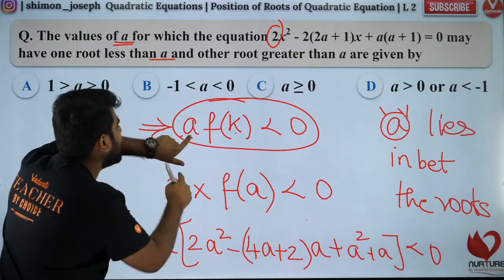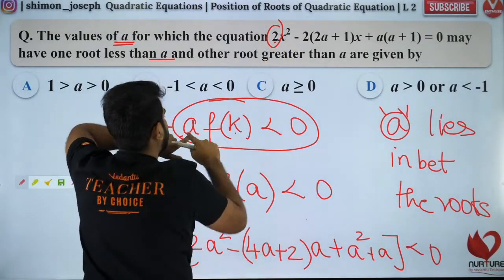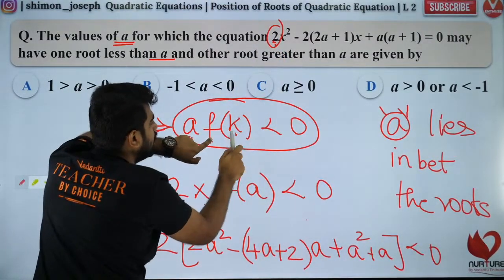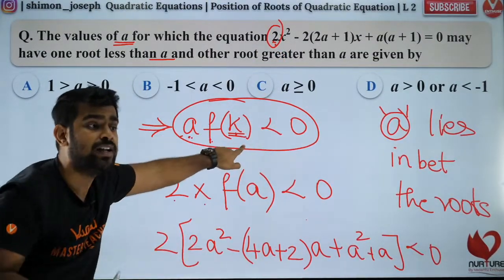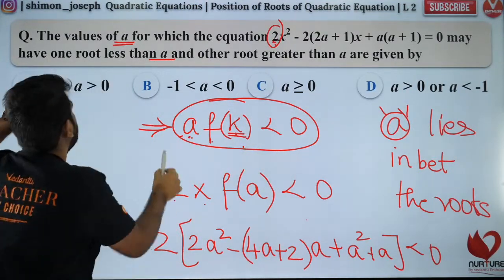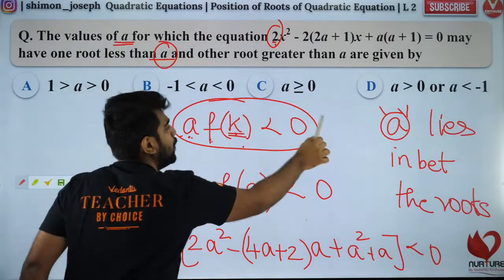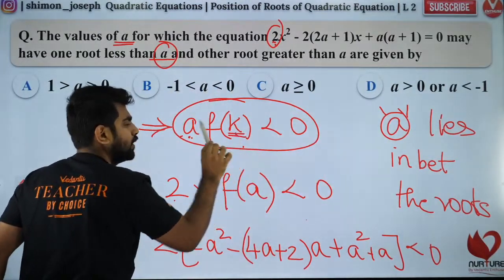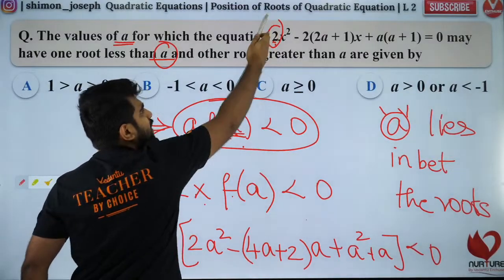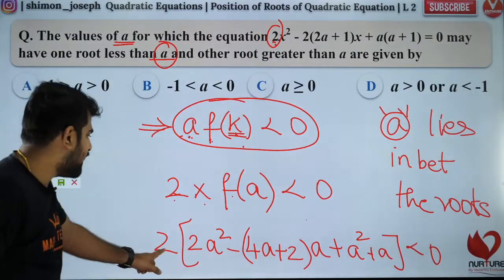What is a? A is the leading coefficient, 2. So 2 into f of k. What is k? K is the number which lies in between the roots. What is k in this question? In this question, a corresponds to k. So 2 into f of a is less than 0. So plug it back and then solve it. That's it. So when I solve it, what will I get?